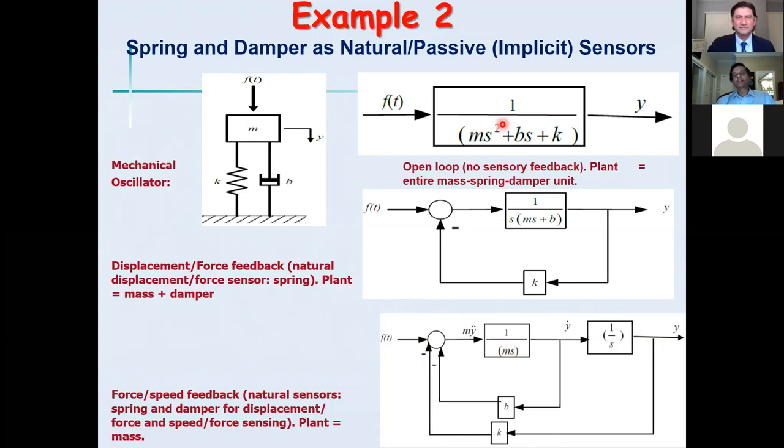So anyhow, depending on the scenario, the plant is different and you introduce different types of sensors. Now, what kind of sensors are they? They are kind of passive sensors. They are not separate sensors we add. They are within the system. They perform a sensory role, a passive, implicit sensory role. It's also kind of a control role.